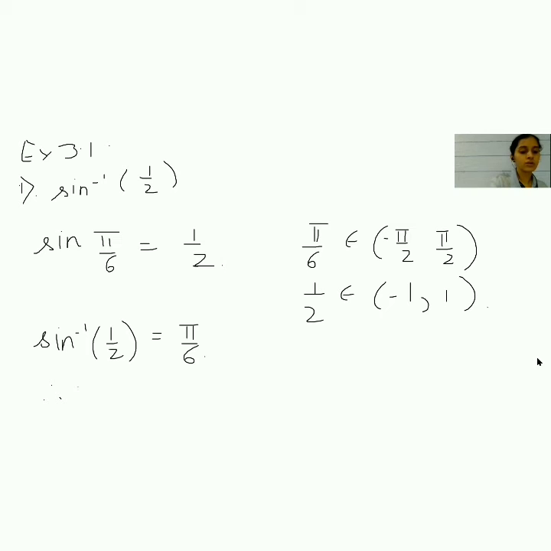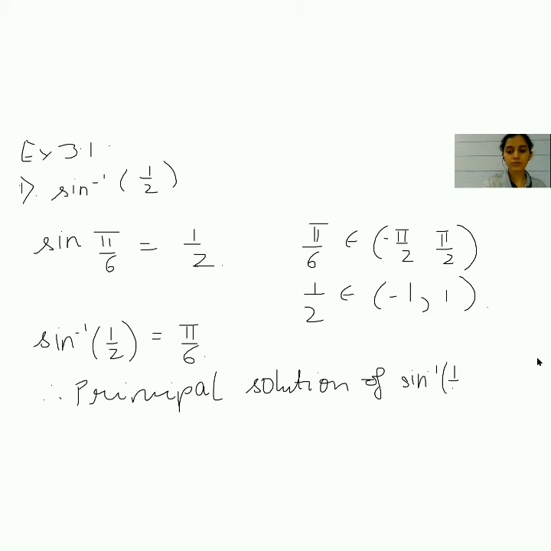So, therefore, the principal solution, if we write sine inverse of half, is equal to pi by 6. Okay. This is the first one. Let's go to the second one.